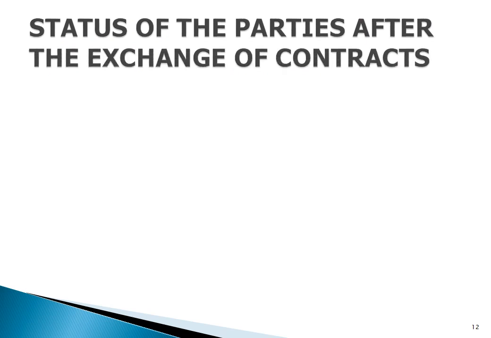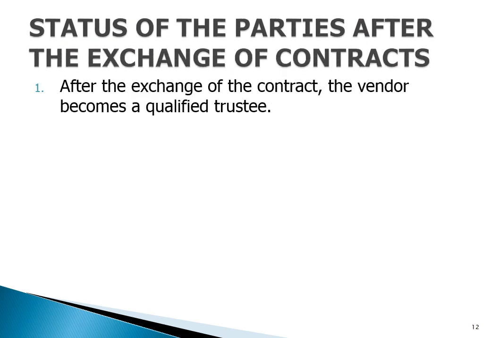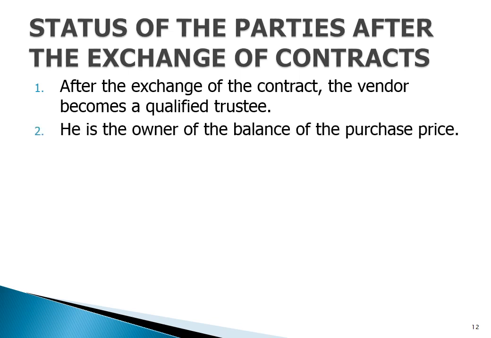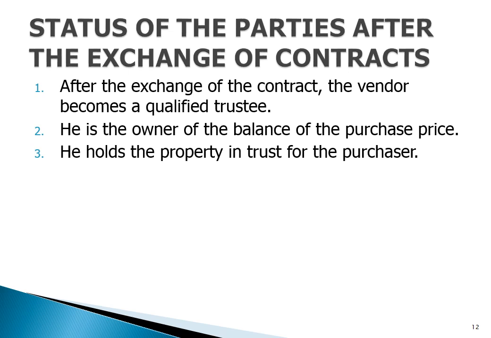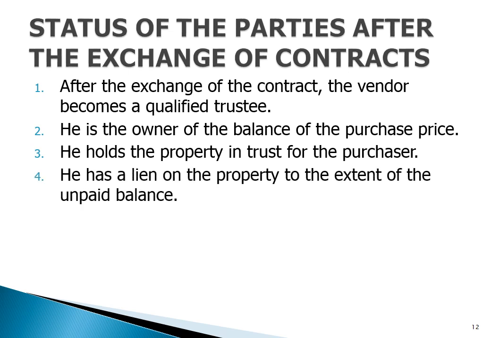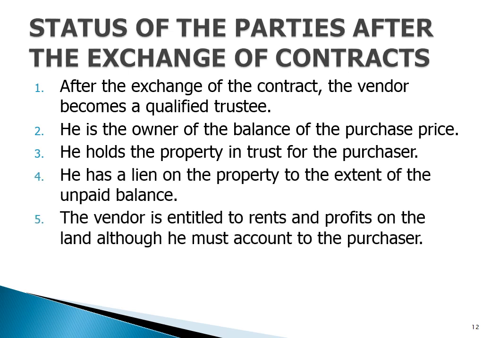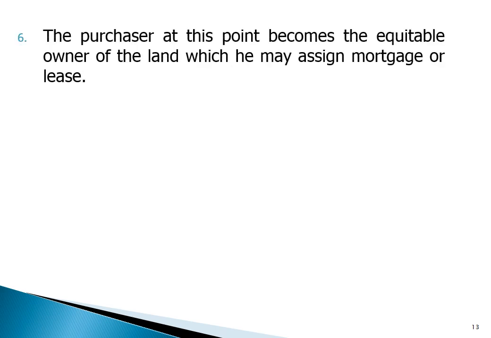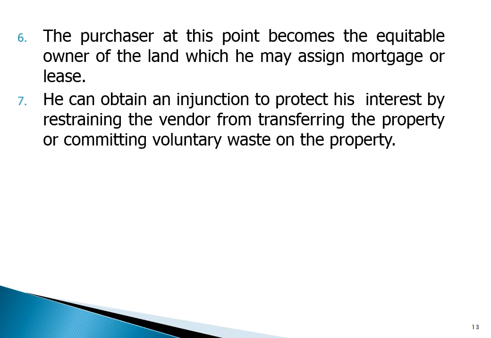Status of the parties after the exchange of the contract. 1. After the exchange of the contract, the vendor becomes a qualified trustee. 2. He is the owner of the balance of the purchase price. 3. He owes the property interest for the purchaser. 4. He has a lien on the property to the extent of the unpaid balance. 5. The vendor is entitled to rent and profit on the land, although he must account to the purchaser. 6. The purchaser at this point becomes the equitable owner of the land, which he may assign, mortgage or lease. And 7. He can obtain an injunction to protect his interest by restraining the vendor from transferring the property or committing voluntary waste on the property.